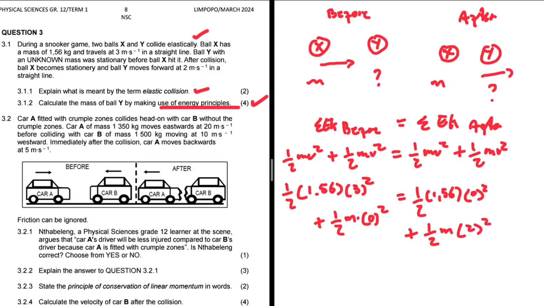Okay, so what is a half multiplied by 1.56 multiplied by 3 squared? Let me see.